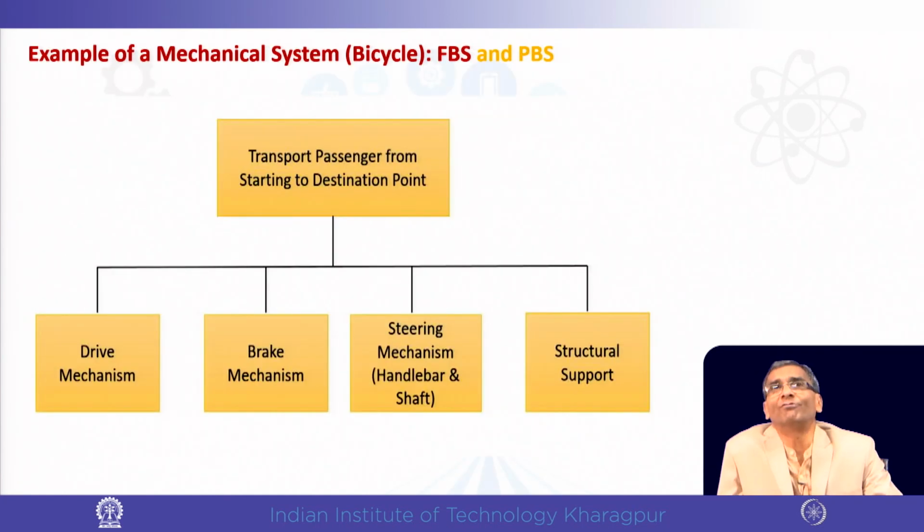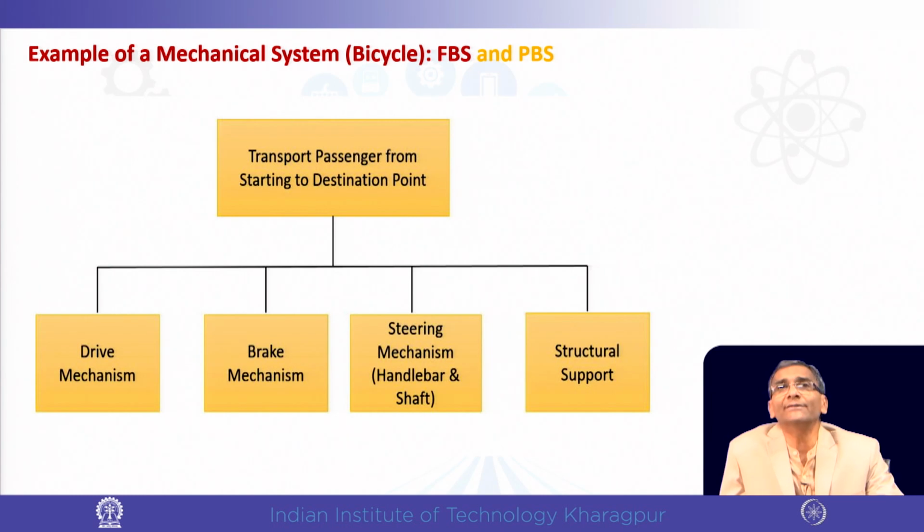Just an example of a mechanical system, which is a bicycle. Here, if we do a functional breakdown structure and a physical breakdown structure, in this slide we are showing only the FBS, functional breakdown structure, and in the next slide we will be showing the physical breakdown structure. It is simple, just to present an example: transport a passenger from a starting point to a destination point. So, that is the purpose of a bicycle.